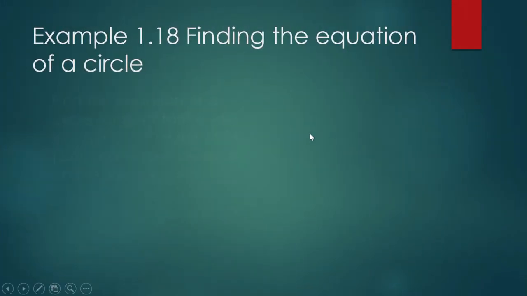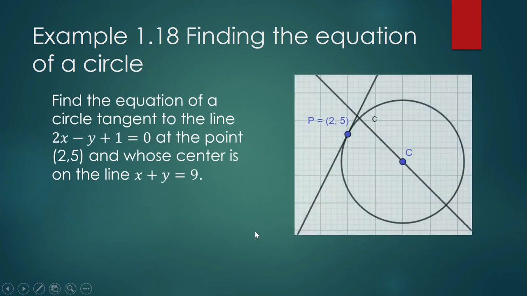Okay, so let us dive into the problem. Let us sketch it. You have a circle, and a line is tangent to that circle at the point (2, 5). We have a center. The center of the circle lies on another line with equation x plus y is equal to 9.